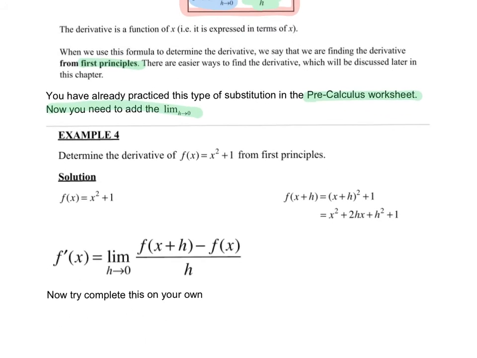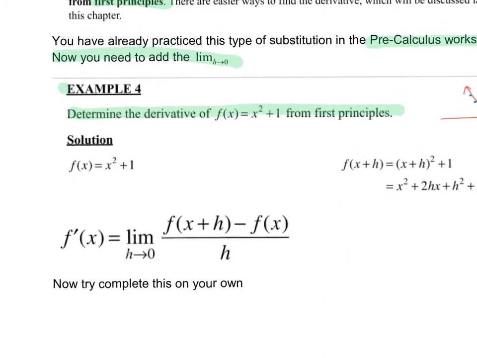So it says determine the derivative of f of x is equal to x squared plus 1 from first principles. So this is asking you to find a general representation of the gradient at any one point on this x squared plus 1 graph. Now this is a parabola that's sitting on the y-axis at 1. So if you want the gradient at that point, that point, that point, any point, we want a general formula that's going to get it to us.